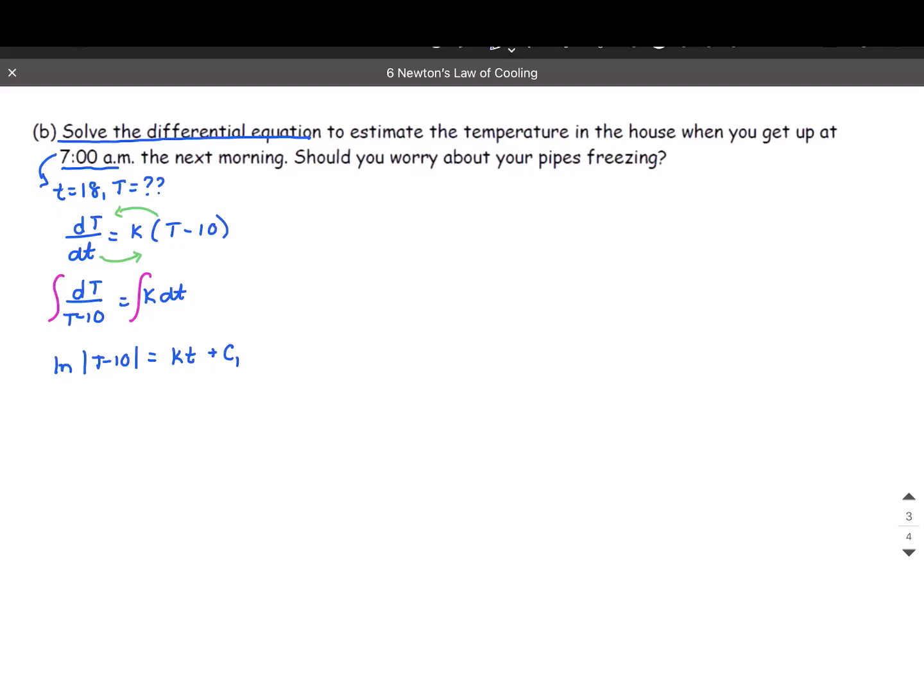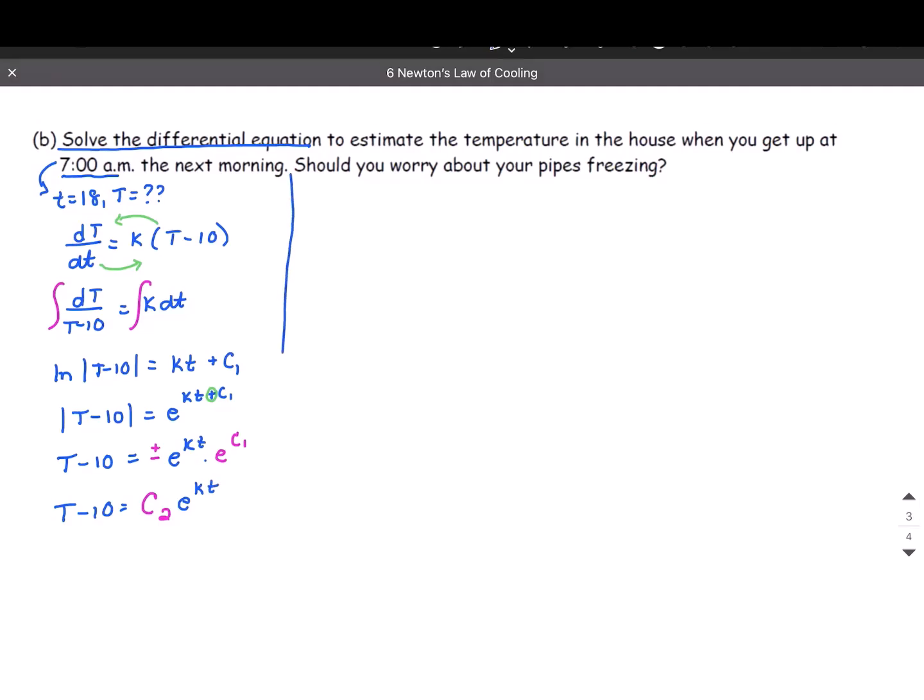Now we have a natural log equation. To solve a log equation, we change it to exponential, so it's the absolute value of T minus 10 equals e to the kt plus c1. Now we want to get rid of our absolute values, which means we have to make sure the other side could be positive or negative. When we have addition in an exponent, that means we had e to the kt times e to the c1, but we know that plus or minus e to the c1 is just another constant, which we'll call c2, and we have times e to the kt.